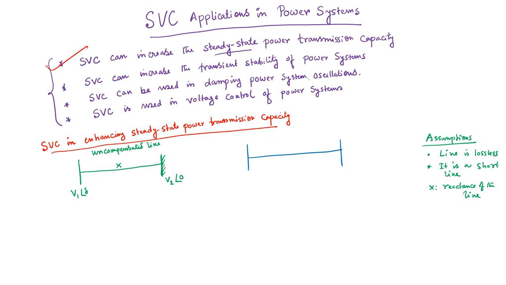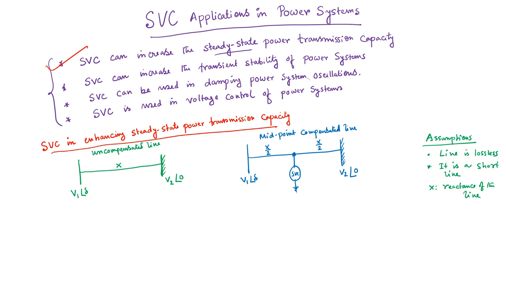Now, we also take another case, a midpoint compensated transmission line. Here, suppose this is the sending end voltage, similar to the uncompensated line, represented by V1 at an angle of delta, and this is the infinite bus bar to which the line is connected, with voltage V2 at an angle of 0. At the midpoint, we have an SVC connected. This divides the transmission line into two parts, and the reactance of each half is represented by half of the total reactance of the uncompensated line.